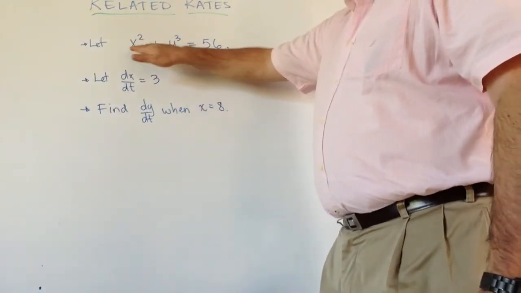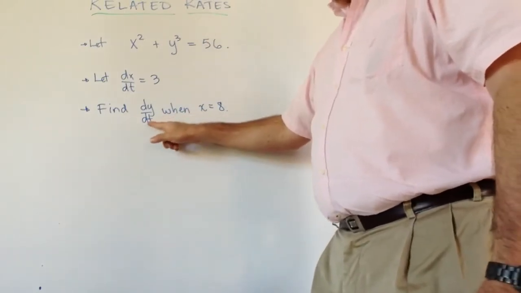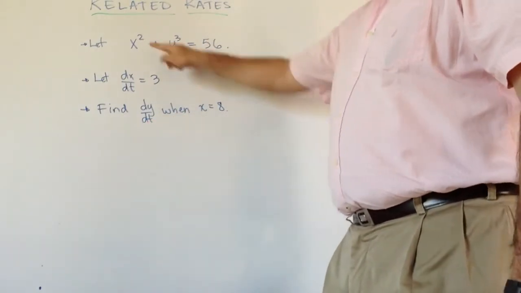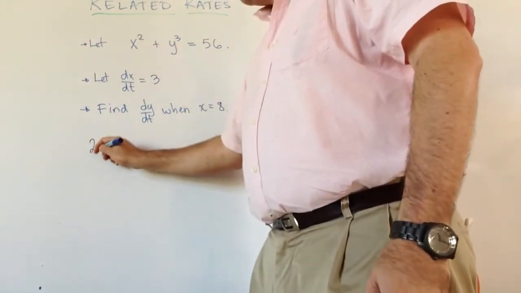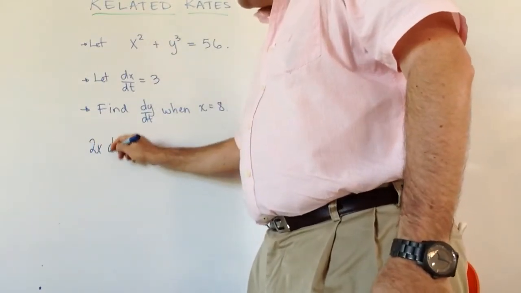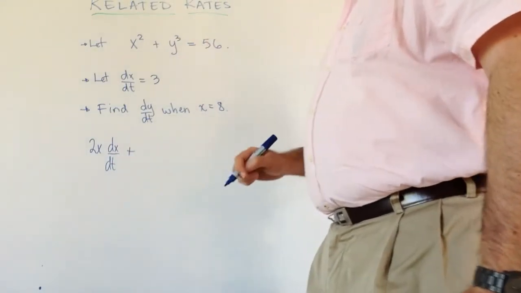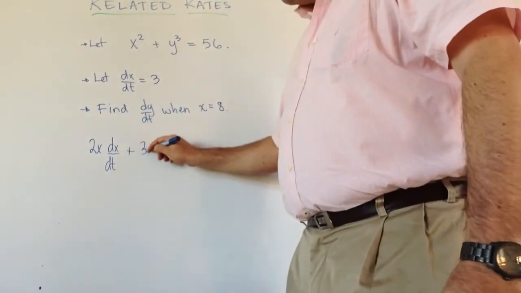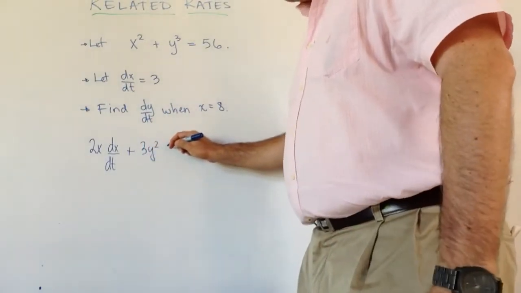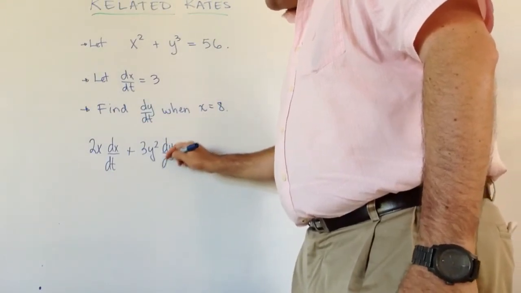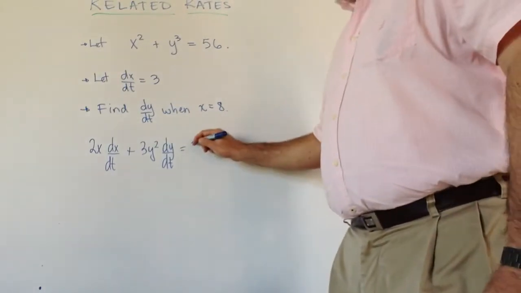So we start with the equation that relates x and y, and what we do is we differentiate it with respect to t, implicitly. The derivative of x squared would be 2x times the derivative of x, which is dx/dt, plus the derivative of y cubed, which would be 3y squared times the derivative of y, because of the chain rule, that would be dy/dt, equals the derivative of 56, which is a constant, so that is 0.